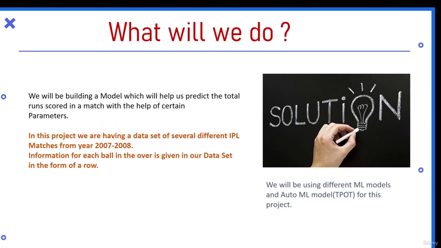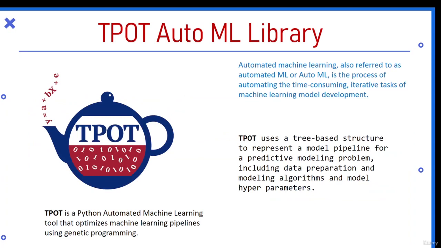You must have heard about machine learning models and all of the different things, but what is new to our topic is auto machine learning. Discussing what auto ML is: automated machine learning, also referred to as automated ML or auto ML, is the process of automating the time-consuming iterative tasks of machine learning development. Basically, it is an automation which does all the model building and hyperparameter tuning part, which is done by the data scientist.